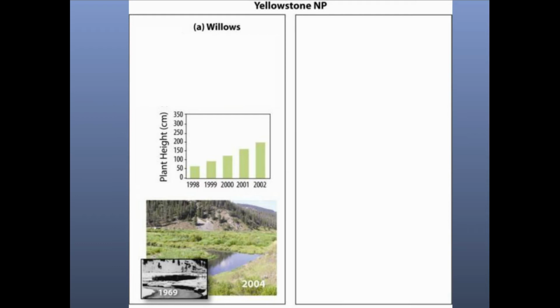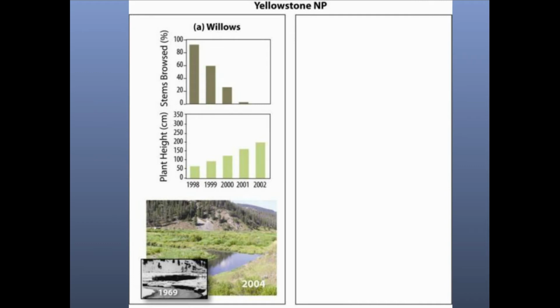So all we really do to read this is say in 1998, plant heights were on average 50 centimeters tall, yet by 2002, plants are roughly 200 centimeters in height. Again, we can take advantage of the plant architecture or browsing history to create a fuller picture of what was going on in 1998. So not only do we know that plants are on average 50 centimeters in height, but we also know that over 90% of those stems were browsed.